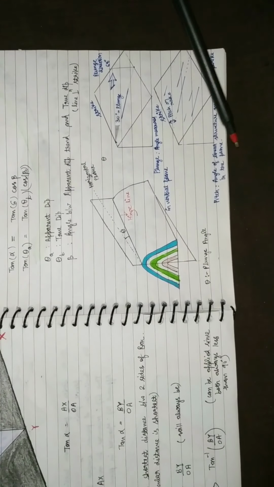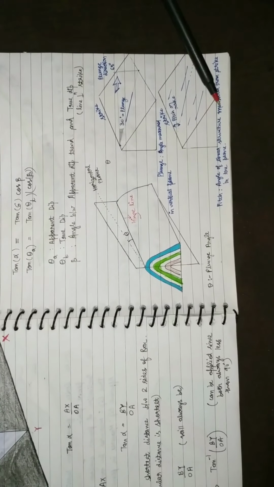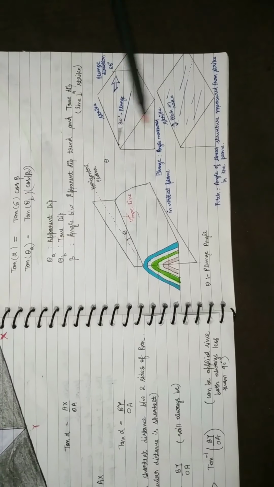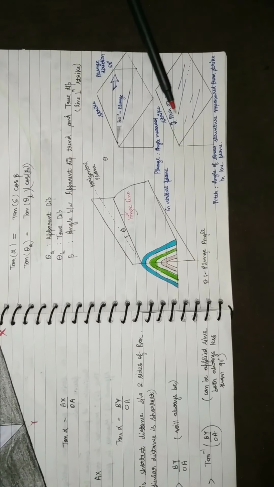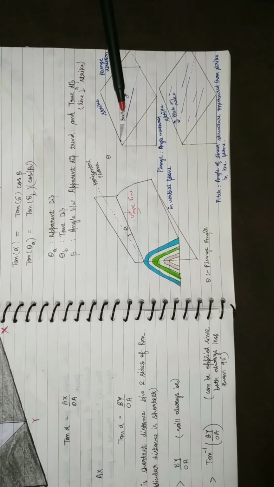Second is the pitch. Pitch is the angle of the linear structure measured from the strike in the plane. So here you see, in the very same plane, you measure the angle, right? So that was all about the plunge and the pitch.